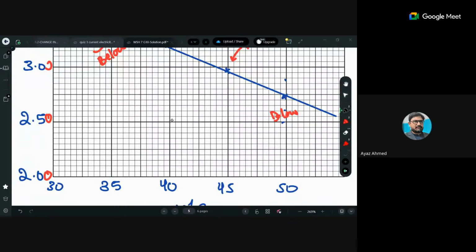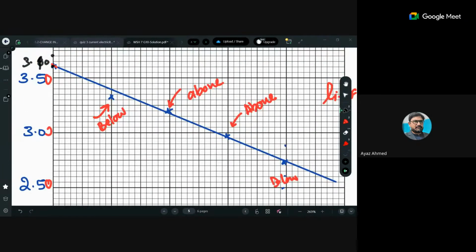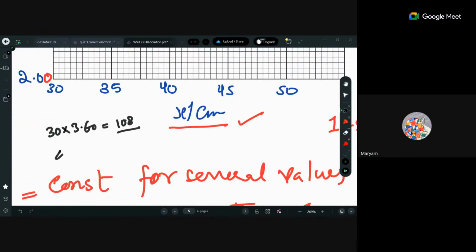For example, for 40, the value of the line which is passing through is 3.1, 3.15, 3.16, you can say, right? Yeah. 40 into 3.16. Yes, multiply that. 126.4.